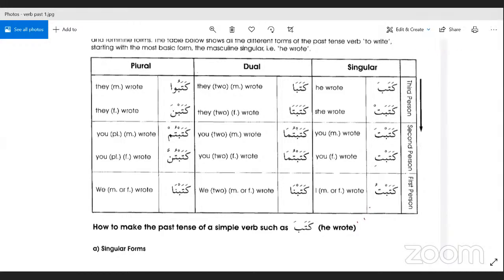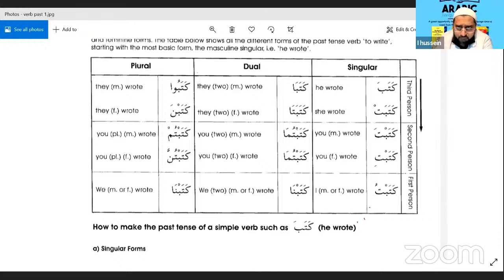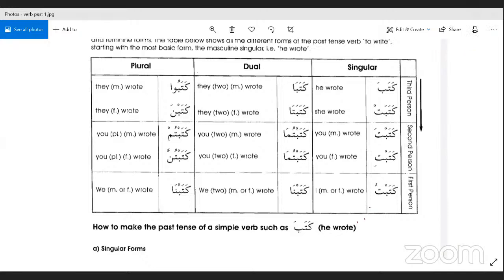Jalasa, he sat. Jalasa, they two sat. Jalasu, they plural sat. Jalasat, she sat. Jalasata, two females sat. Jalasna, more than two females sat. Jalasta, you sat. Jalastuma, you two males sat. Jalastum, you more than two males sat.